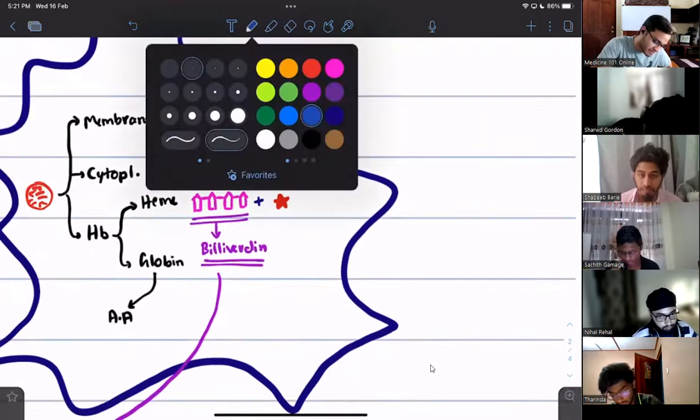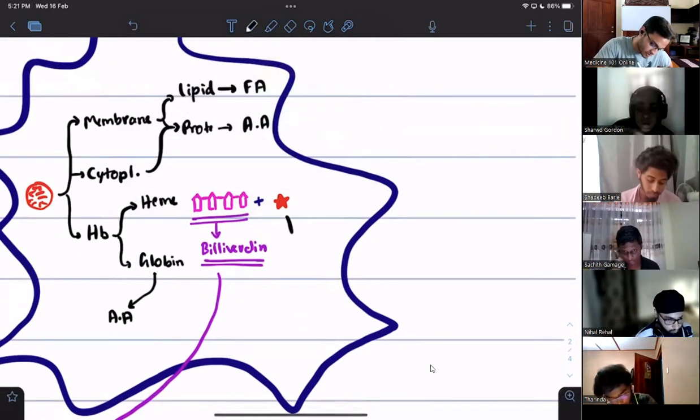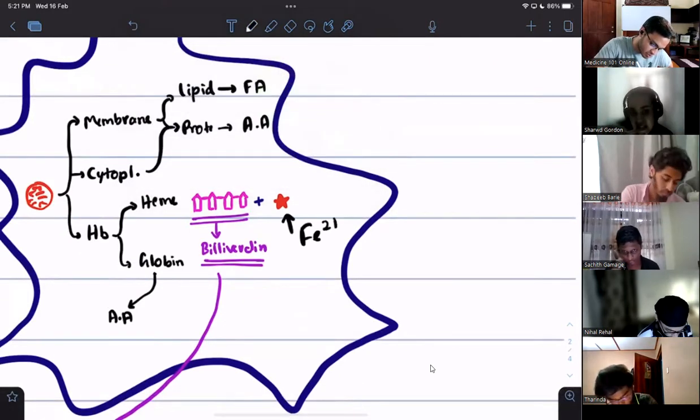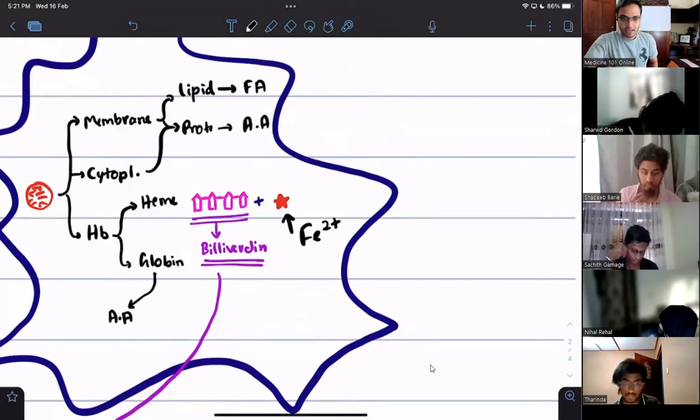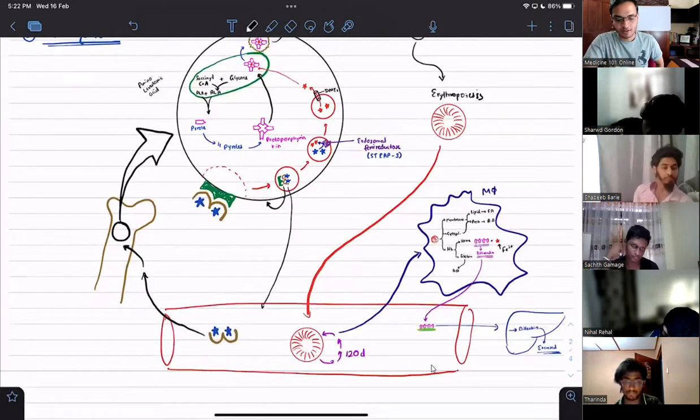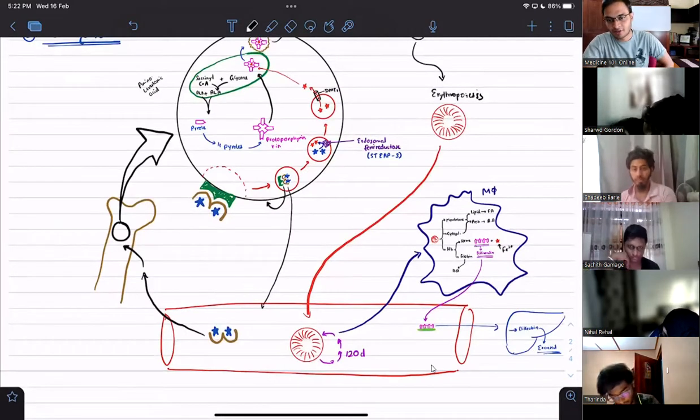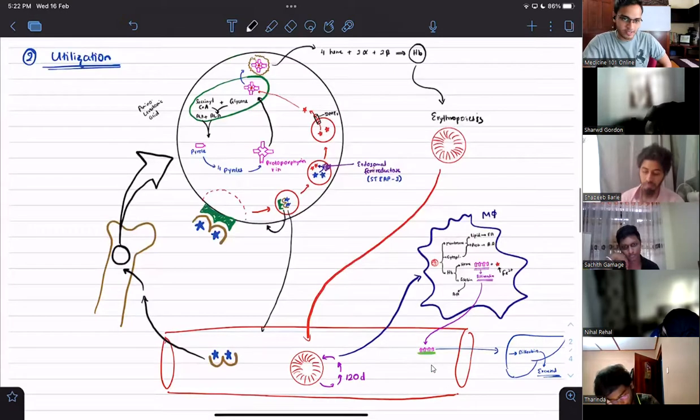Now what are we left with, guys? This fellow, Fe2+. We'll see what happens to him. Everyone understood up to this point, right? This is the utilization phase. So basically what did we do?